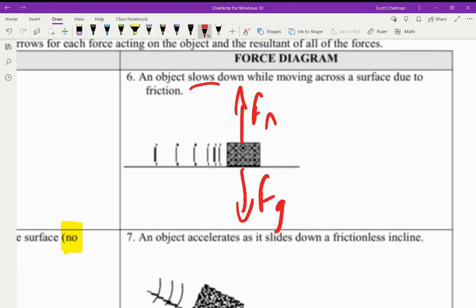It says the object slows down on the surface due to friction. So which way is our friction going to go? To the left, right? Because the object is moving to the right, so it opposes the motion. That's our force of friction.